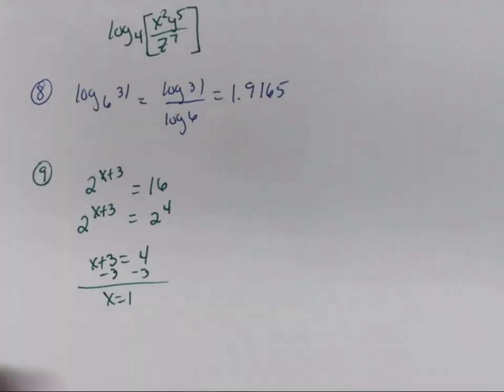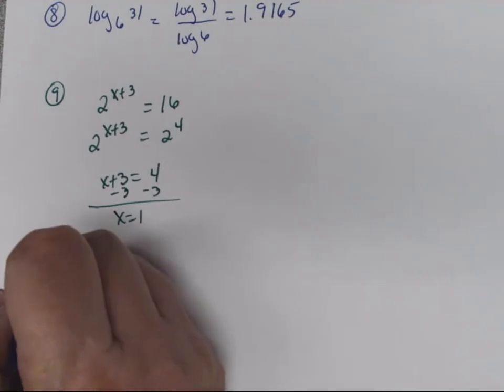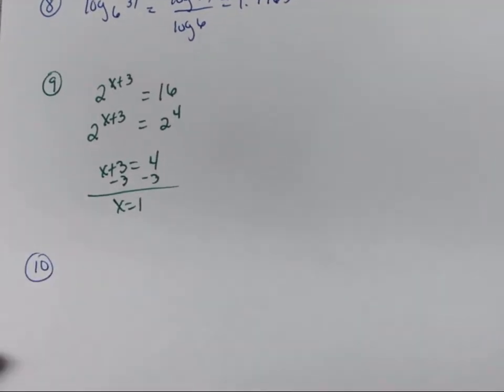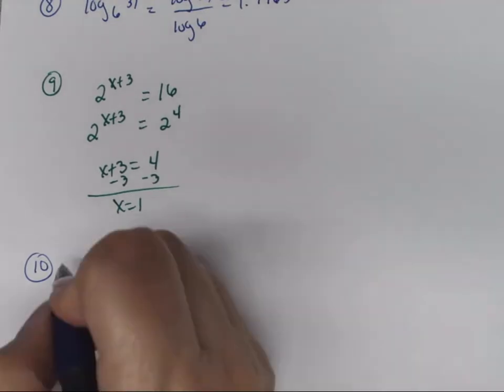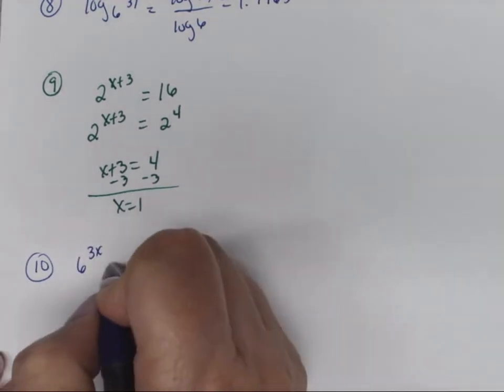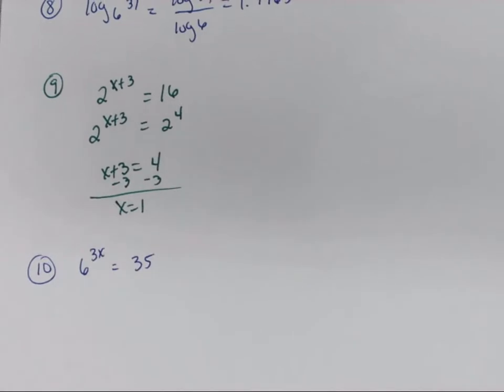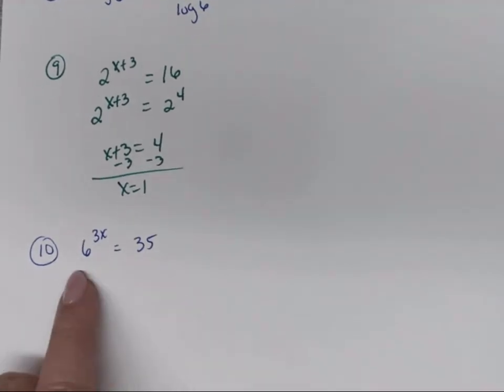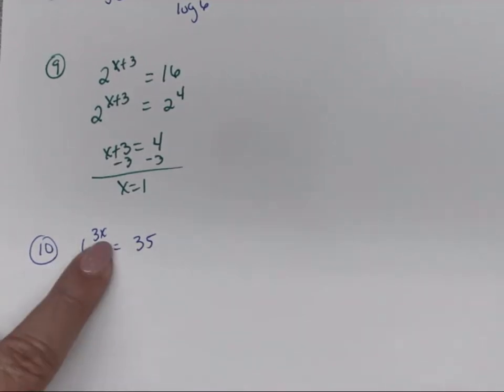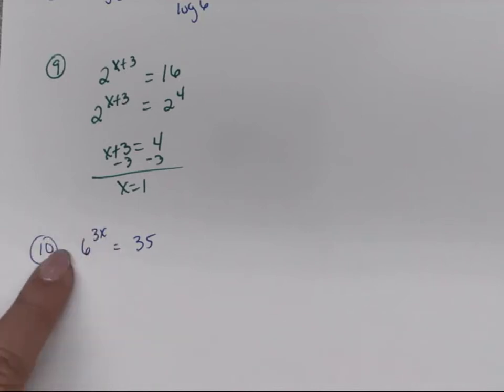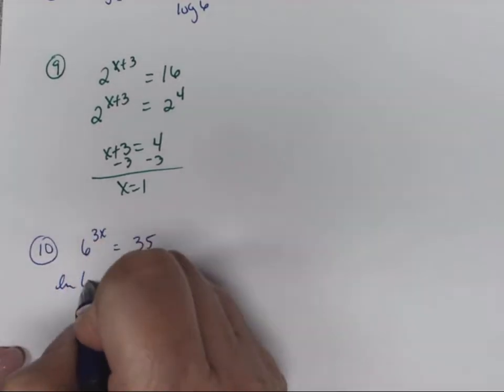All right, number 10. So for number 10, we are solving the exponential expression, and we want to find the solution in terms of natural logs. So we have 6 to the 3x equals 35. You know that this is not a power of the same base because 6 and 35 can't get to the same power. So you're going to have to use natural logs. Also, we have an exponent with an x, so the only way to get that down is to use our natural logs.